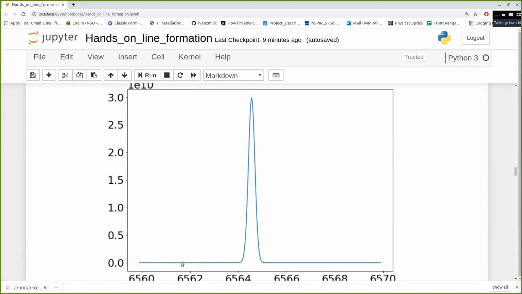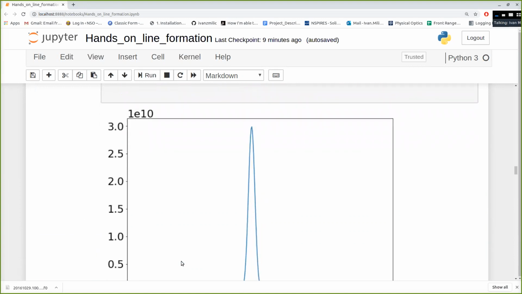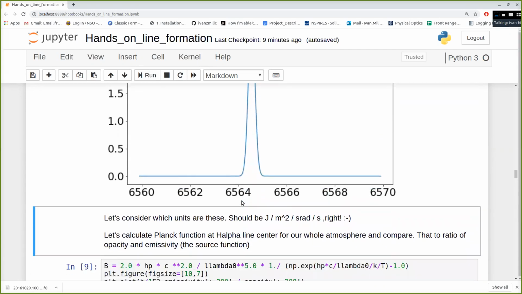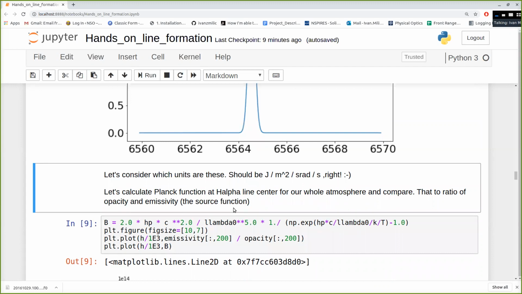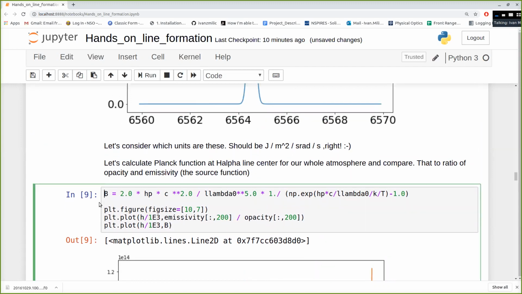And this is, among other things, because we assumed a Gaussian shape, and a Gaussian really quickly drops to very, very small quantities. We will see that in the end, our line profile is going to be very weird because of that, and we'll try to do something to fix it. Okay? Cool. So now I'm going to calculate the Planck function, which we usually call B.